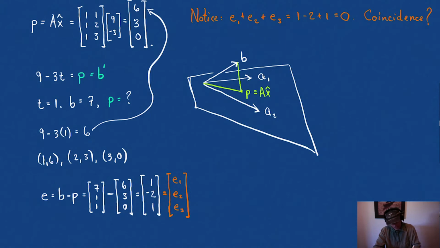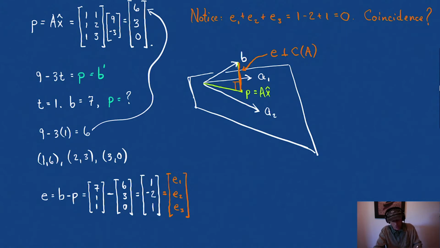And not only that, but that vertical line right there, maybe I should have done this in this color, this vertical line here, we said that this is E. And we said that E is perpendicular to the column space of A. Well, what does that mean? That means that the inner product of E with any vector in the column space is 0.